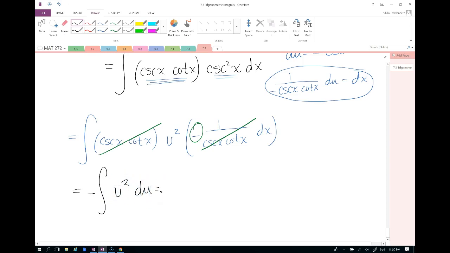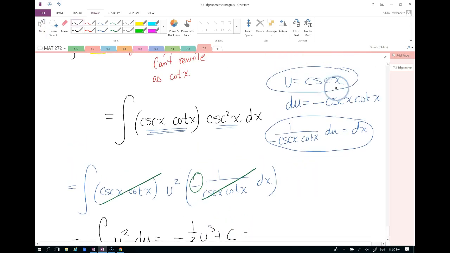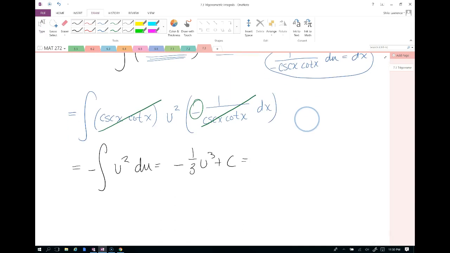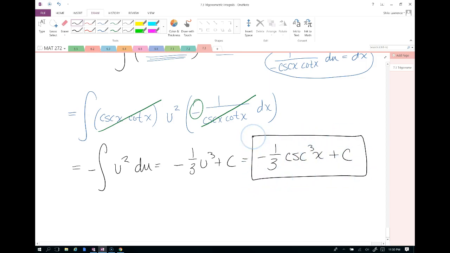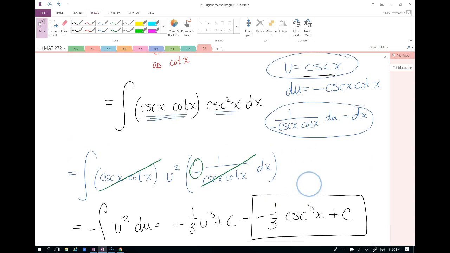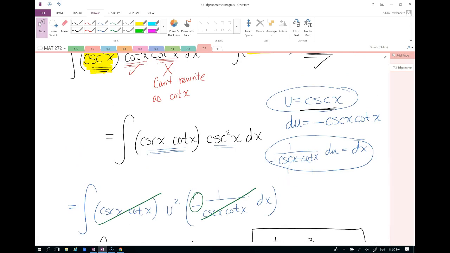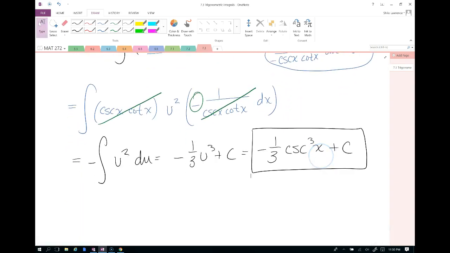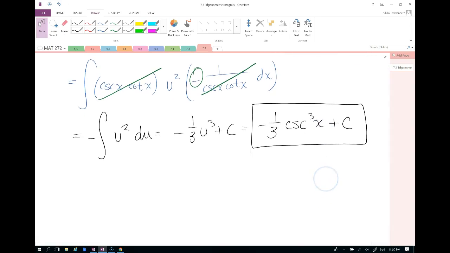So we just have to integrate u squared. And we have our negative in front. So I've got negative 1/3 u cubed plus c. And our u, we said, was cosecant. So to finish this off, we will just rewrite this back in terms of trigonometry. So our final answer for the antiderivative of cotangent cosecant cubed is negative 1/3 cosecant cubed.